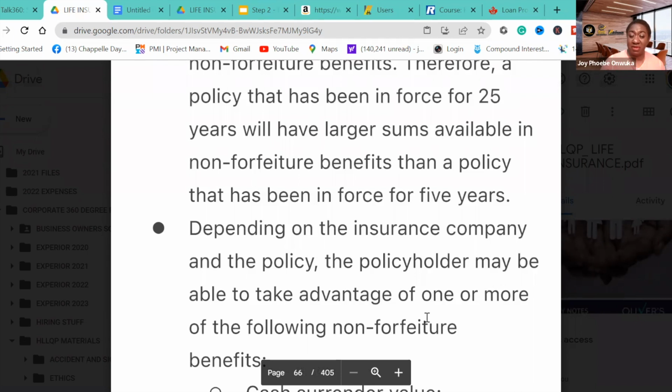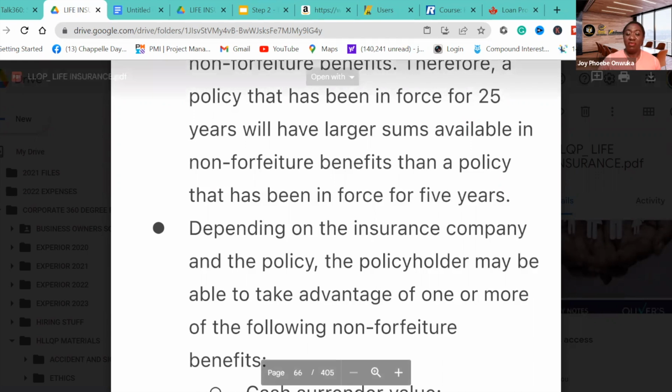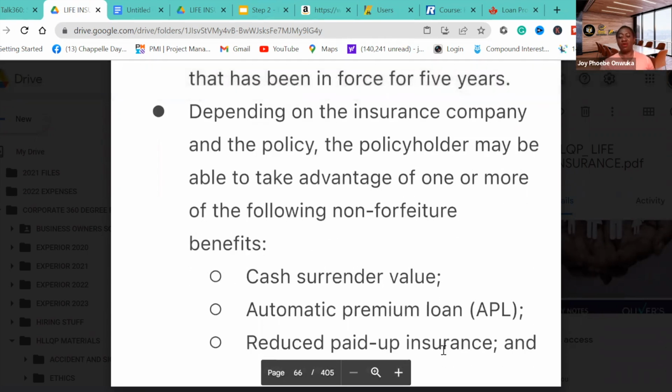Now, depending on the insurance company, the policyholder may be able to take advantage of one or more of the following non-forfeiture benefits. Okay, let me explain. When we talk about non-forfeiture benefits, this is looking at the benefits you have that keep your policy in force without it being lapsed. In other words, the benefit you have as a result of having built a cash value over time is able to keep the engine of your policy spinning even when you are not paying your premium.